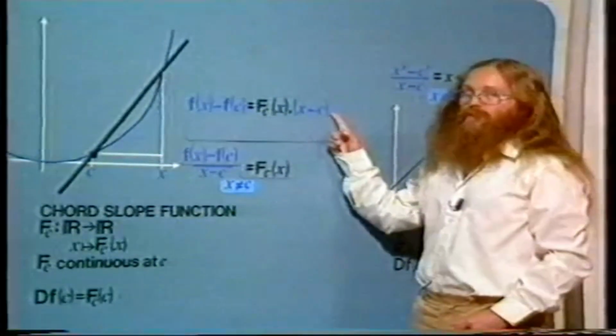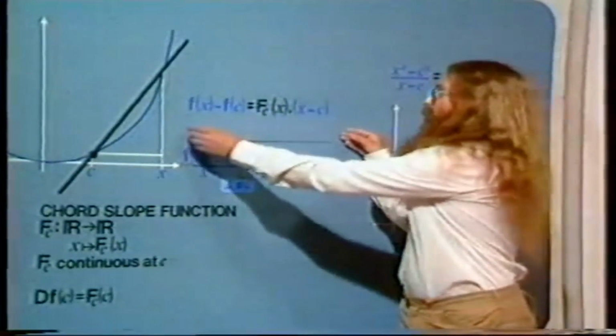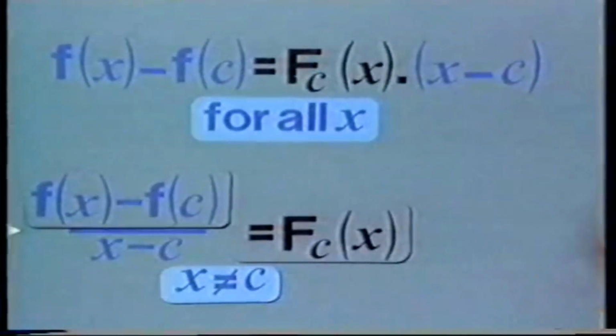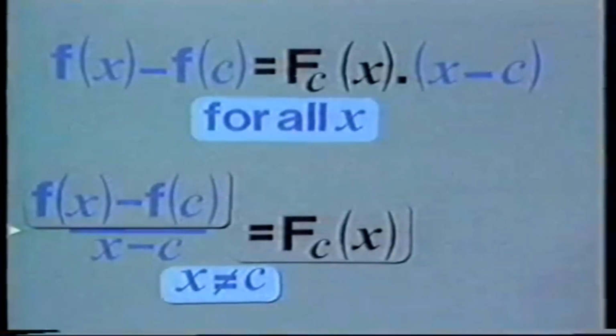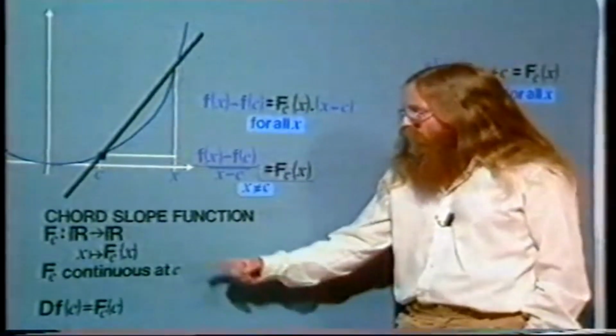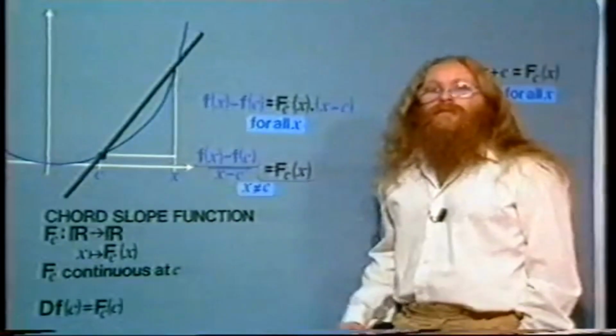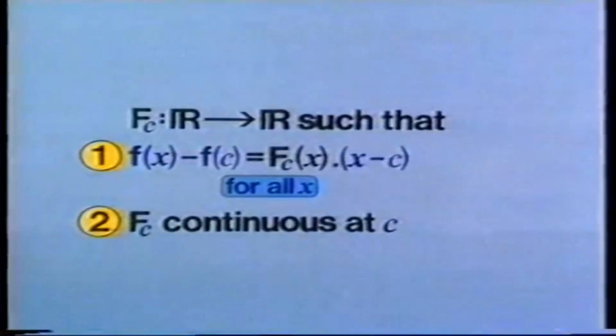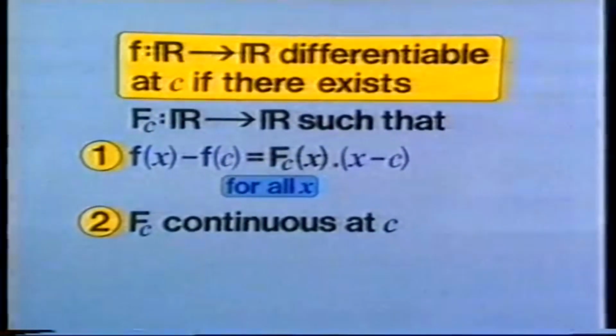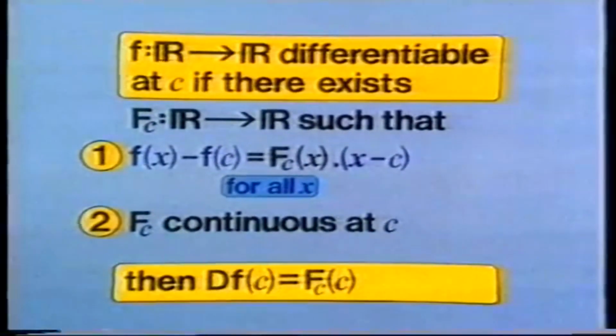But the nice thing about this equation is that it holds for all x. You see, when x is equal to c, this side is 0, and this side is 0. So, in fact, we can use this as our formula for the chord-slope function, as long as we remember to use the continuity condition at c. So, let's write out both of the conditions together. This is the definition we'll use of the chord-slope function. And the function f is differentiable if such a chord-slope function exists. In which case, the derivative at c is just the value of the chord-slope function at c.